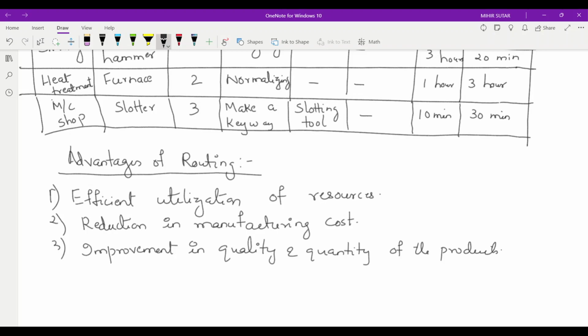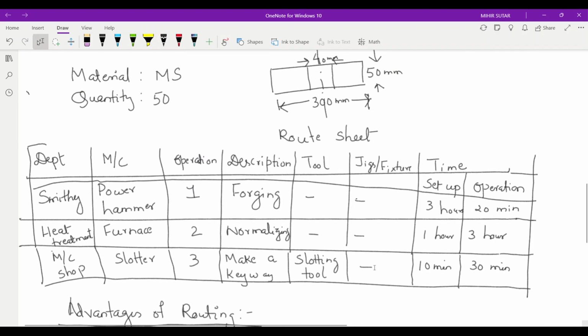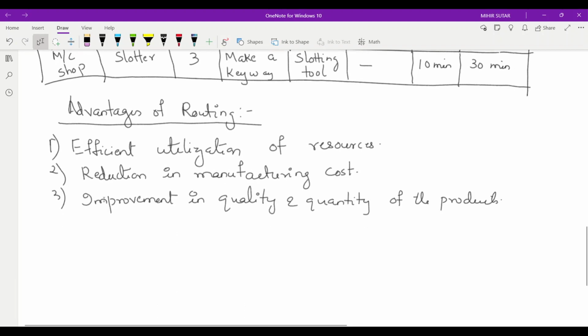So this was all about your routing, what path should be followed. If we summarize, routing is a process by which you can know what path the product will be passing through, what kind of machines and operations it will be using, how much time it will be taking for its manufacture as well as setup time, and what kind of jigs and fixtures it will be using. You can get these details from your route sheet.